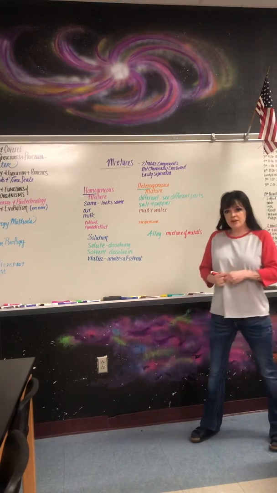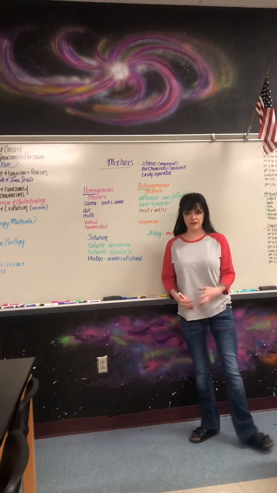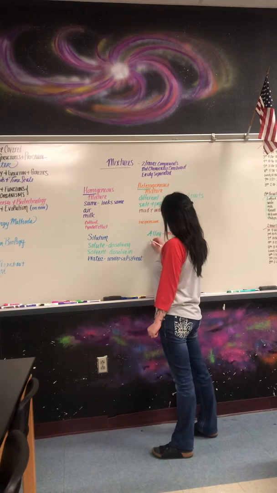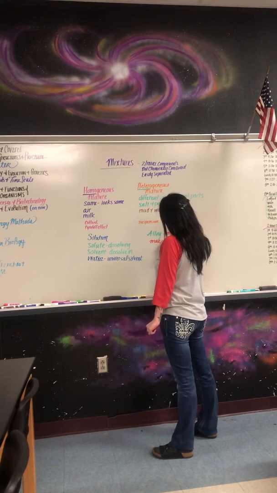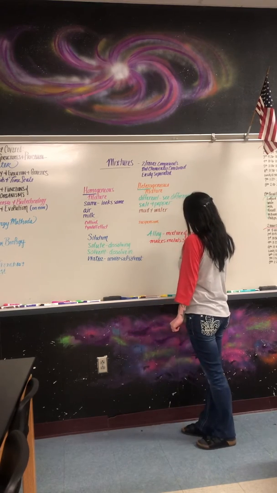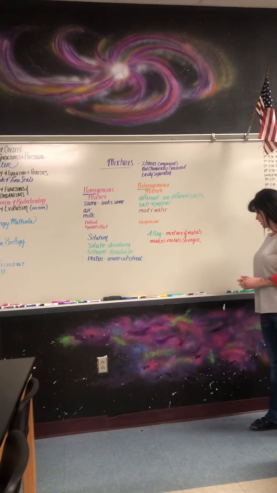Okay, so to mix metals, you have to melt them. You have to get them in the liquid phase. So you have to heat them up, and then you mix them together. The reason that we have alloys is it makes the metals stronger. Alright, so it's going to make your metals stronger.